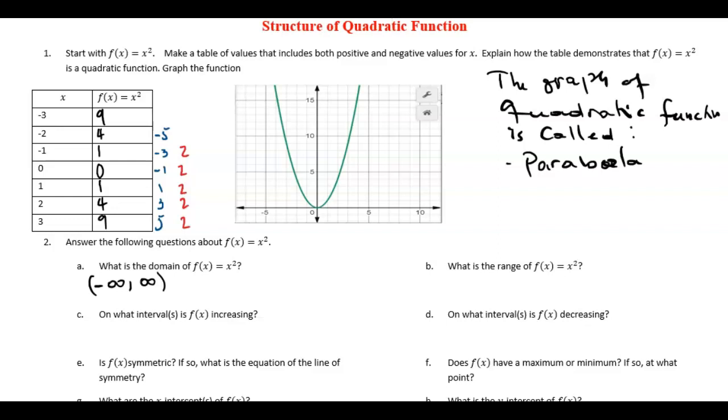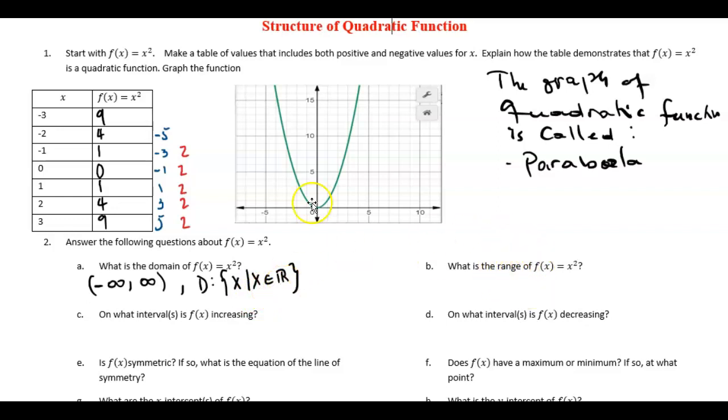Or we can say the domain is x such that x is all real numbers. So that's another way you can write it, set notation. That's the interval notation, and that is the set notation.